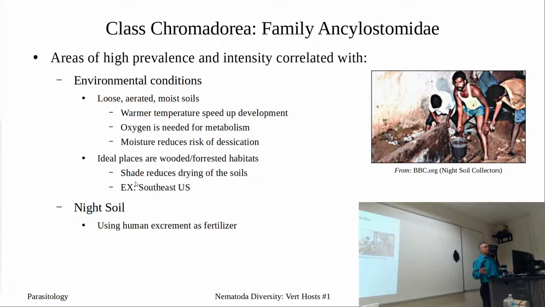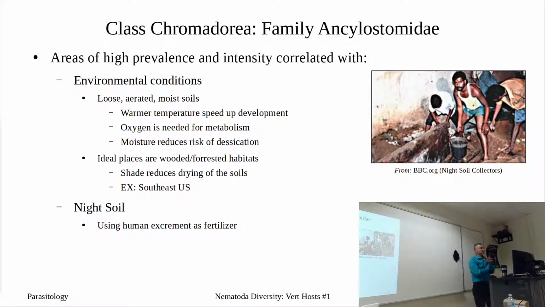All right. So where do we see this sort of prevalence of hookworms? We typically have it correlated. So high prevalence is percentage of individuals that are infected. Intensity is the number of worms per infected individual. Right? It's going to be correlated with environmental conditions and with night soil.